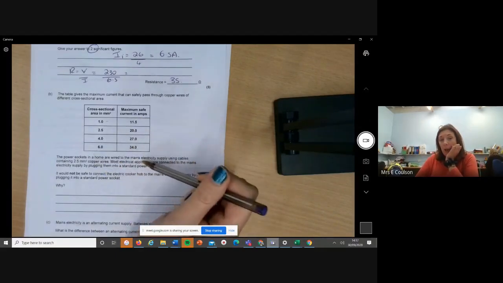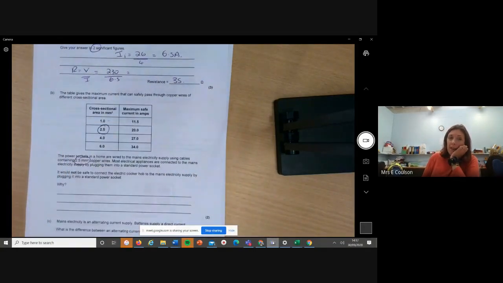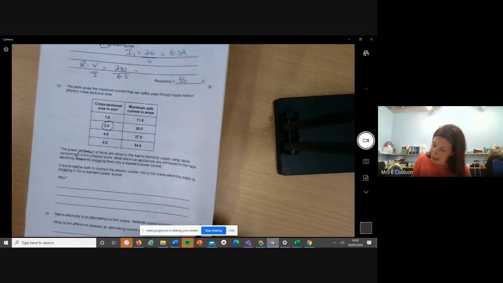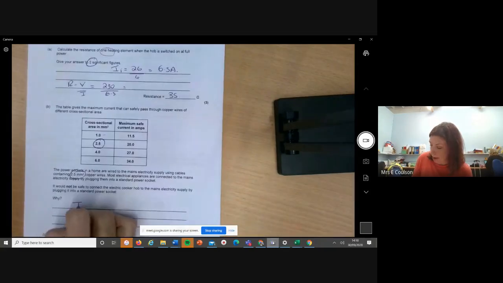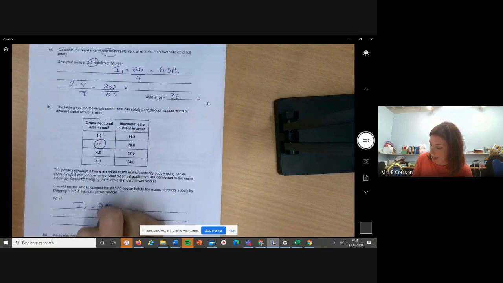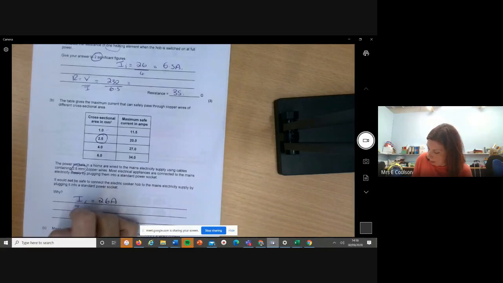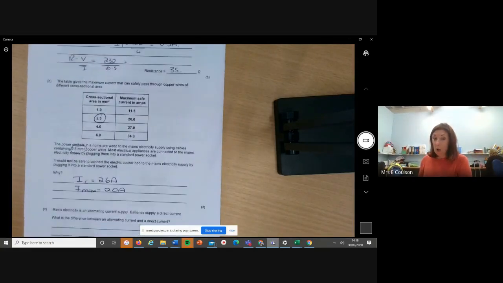It says power sockets in the home were wired using the 2.5 millimeter cross-sectional area. And most electrical appliances are connected to the mains electricity supply. It would not be safe to connect the electric cooker to the main supply by plugging it into a standard power socket. Why? Well, we know the cooker current is 26 amps. And this table tells us that the maximum current of a normal plug is 20 amps. So if we plugged it in, the current would be too high.